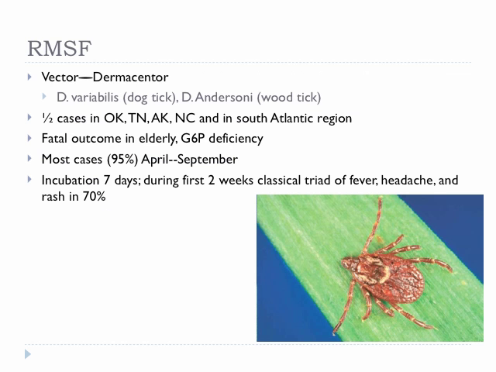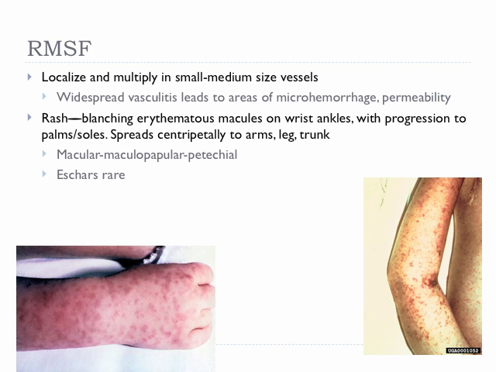So Rocky Mountain spotted fever: the Dermacentor variabilis, the American dog tick, affecting the eastern states, the wood tick affecting the western states. Half the cases are in Oklahoma, Tennessee, Arkansas, and North Carolina. More fatal outcomes in the elderly and G6PD deficiency, most commonly in the early spring or summer months. During the first 2 weeks, you have the classical triad of fever, headache, and rash in 70% of the patients.